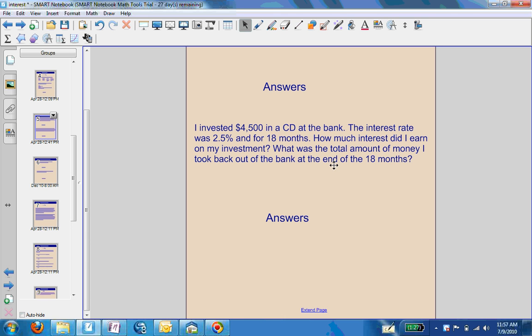How much interest did I earn on my investment? What was the total amount of money I took back out of the bank at the end of the 18 months? So we want to make sure we answer all these questions. We're going to start with I equals PRT and put our numbers in.